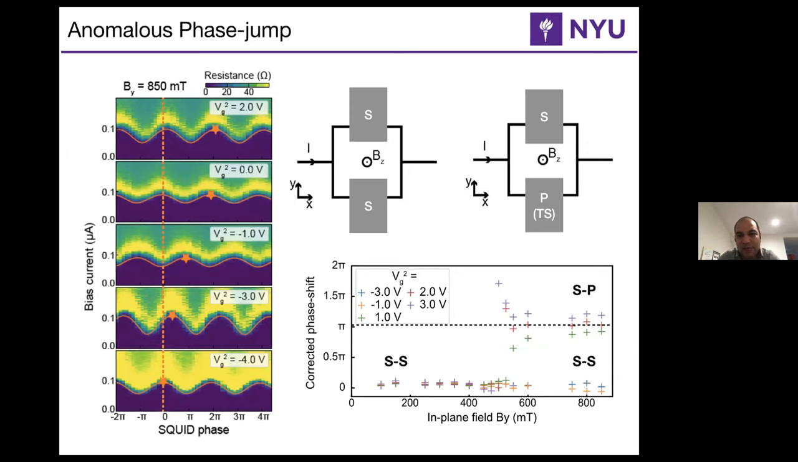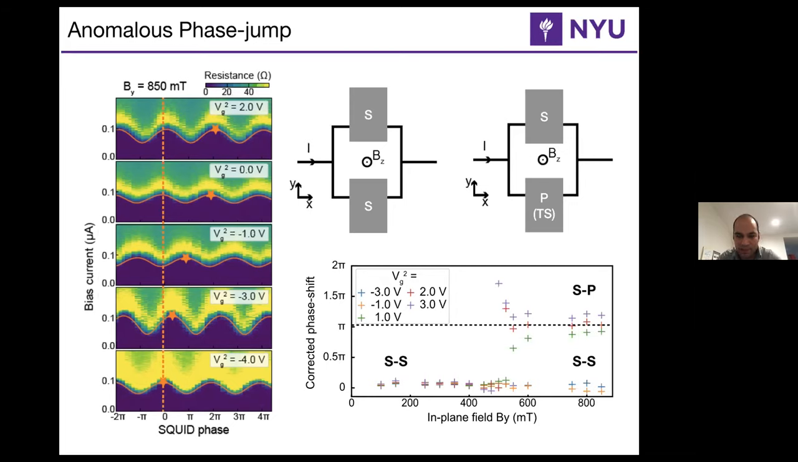If you plot this phase shift on the right-hand side, you can see a very interesting correlation. When I'm measuring S and S, so one of them is always parked at, let's say, minus 3 volt, the other one is minus 3 volt, and then I slowly increase it. You will see the relative phase of the junctions is zero. I'm going from zero to 800 millitesla, and I get all this data on the left-hand side for different magnetic field. The relative phase is zero. And then for the ones where one is at the high positive gate voltage, there is a discontinuous jump to a number that looks like pi, right?